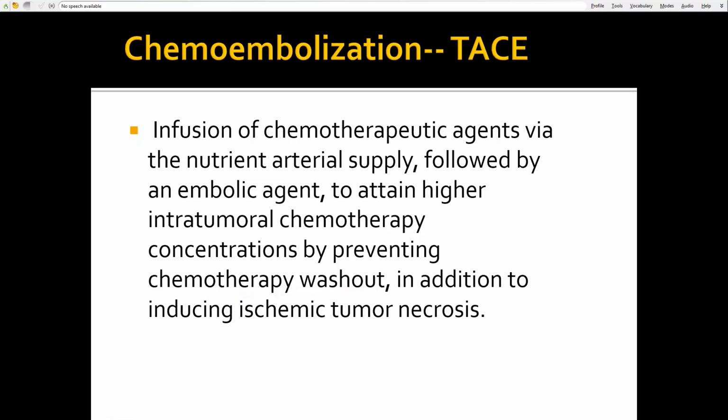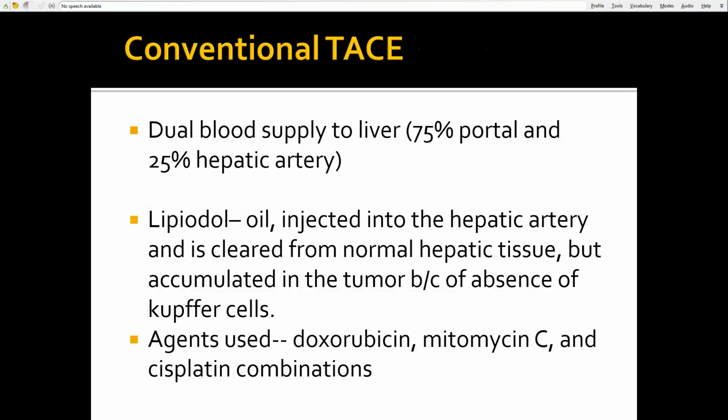Another modality is TACE, which is chemoembolization. Chemoembolization is where you inject chemotherapy itself, whatever agent you want to use, doxorubicin or mitomycin or whatever the case may be, and you inject it into the artery itself, and then you inject an embolic agent afterwards to prevent the chemotherapy from washing out. And that helps to induce the ischemic effect and tumor necrosis. So again, that's utilized by some interventionalists.